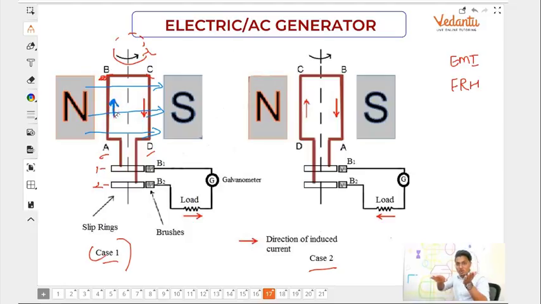So when AB is going up, the direction of the current is from A to B. Correct? Current direction. Let's now talk about CD. CD is going downward, so the movement is downward. Correct? Movement is downward. Magnetic field का direction same है. Magnetic field direction is not changing. It's still going that way.